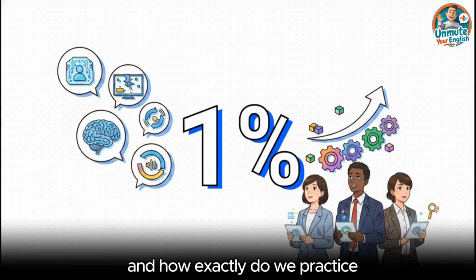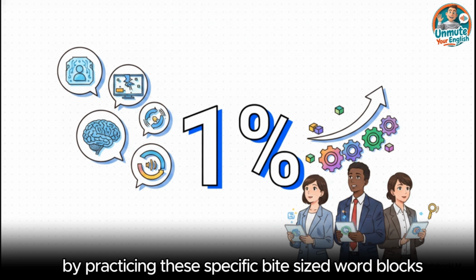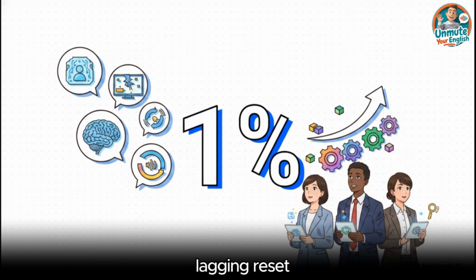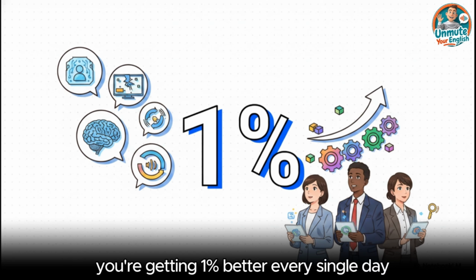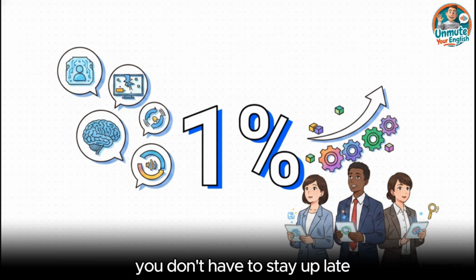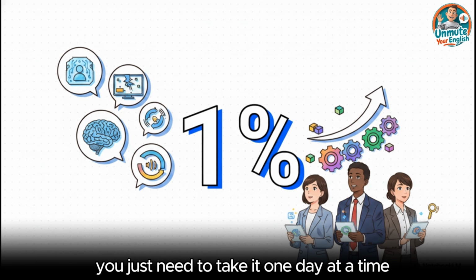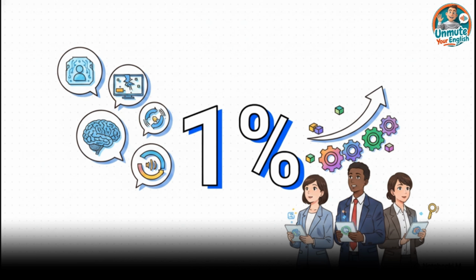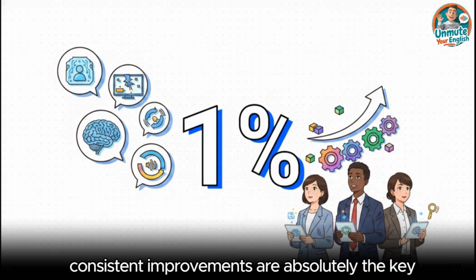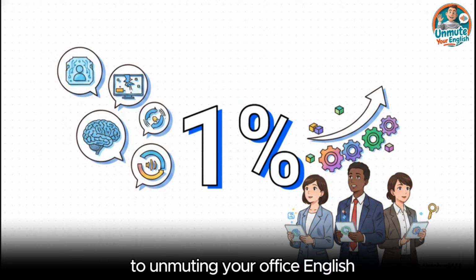And how exactly do we practice? Well, we focus on just 1%. Seriously, by practicing these specific, bite-sized word blocks, frozen, crashed, lagging, reset, you're getting 1% better every single day. You don't have to stay up late memorizing the entire IT manual overnight. You just need to take it one day at a time. Those small, super consistent improvements are absolutely the key to unmuting your office English.